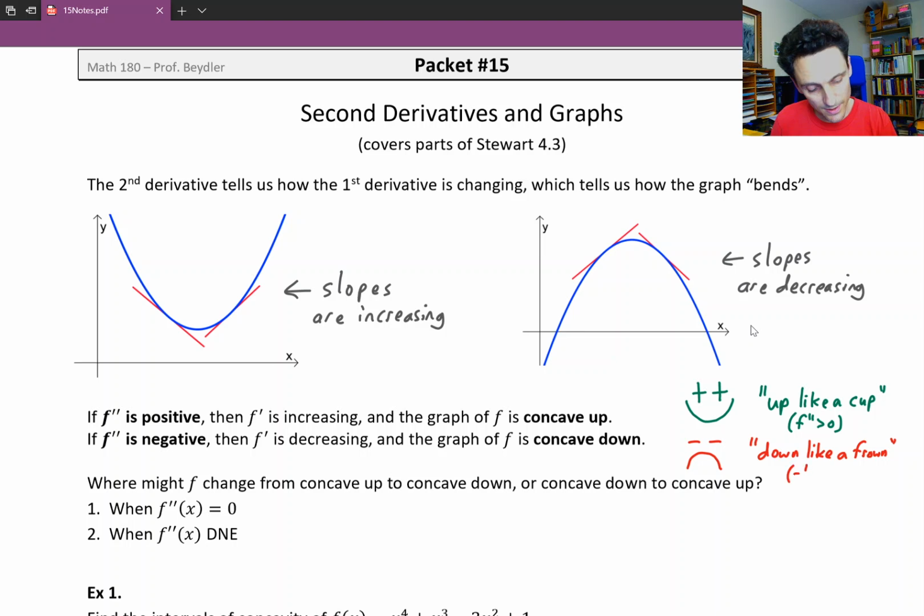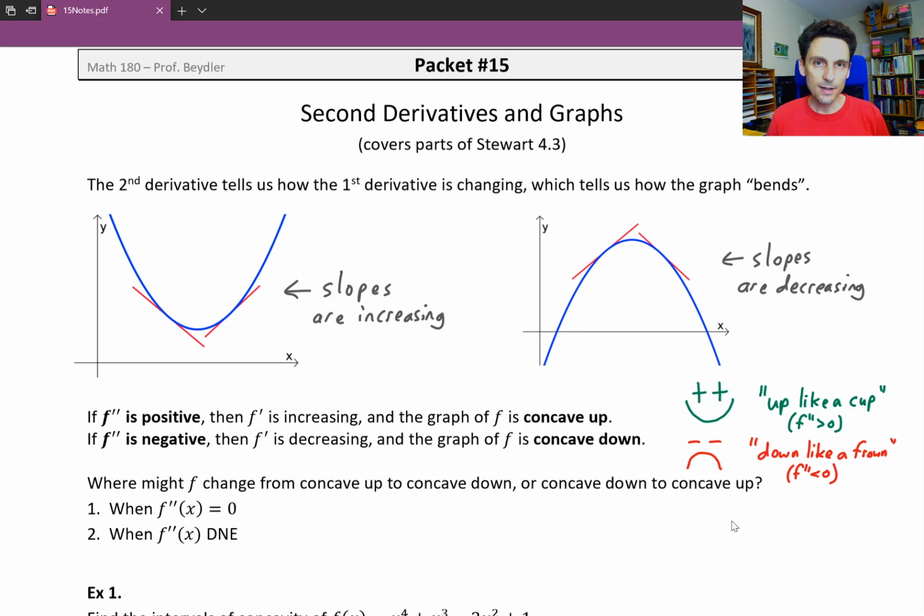This is where the second derivative is negative. Second derivative negative means it's going to be part of a frown, just like that. We'll see this coming up when we do our examples and we look at where the first derivative is positive and negative, and then look at the graphs that result.